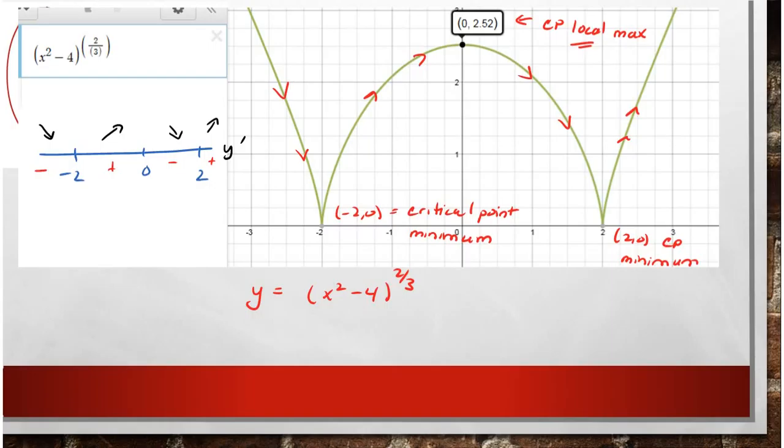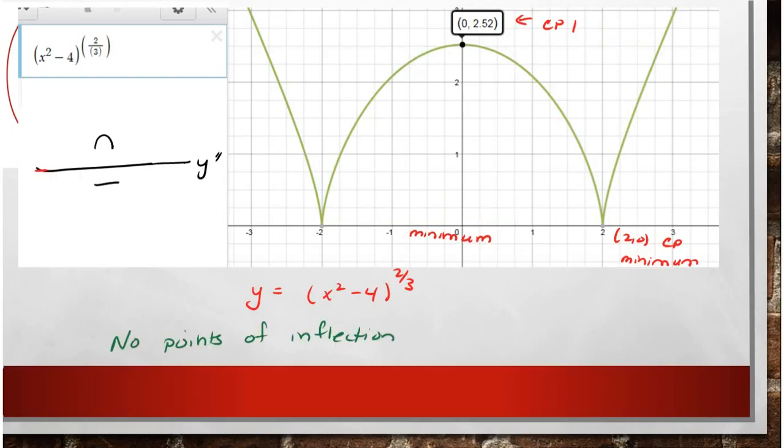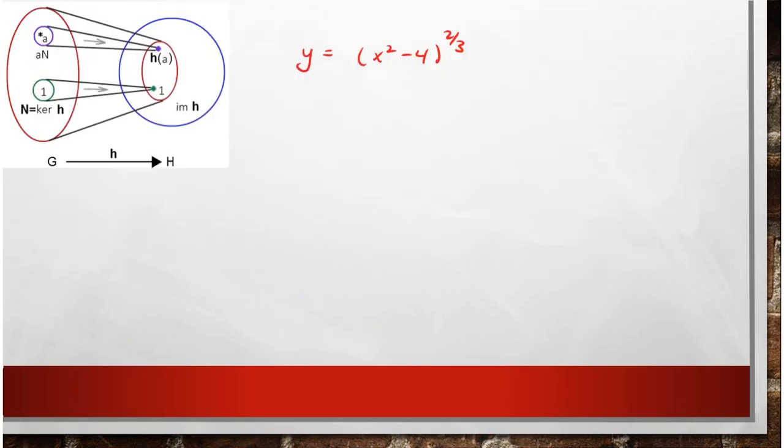That's what it looks like. So when I do my y prime derivative, that's what I should get. Concavity should be the same as before. It's negative all the time, so it'll be concave down all the time. Okay, any questions? So there's no points of inflection. There's no change of concavity.